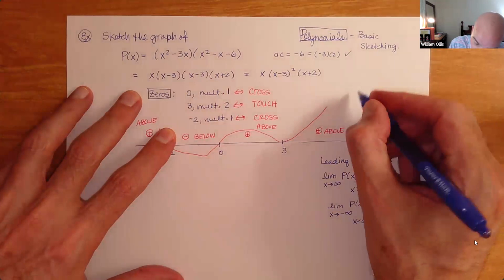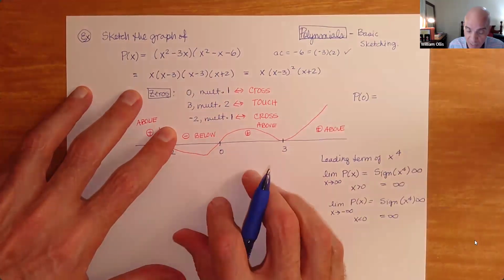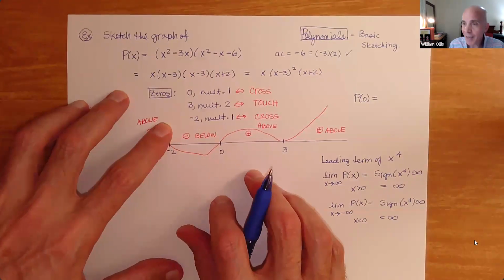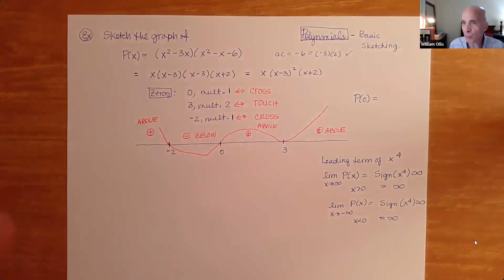And also we can look for a y-intercept, P of 0. P of 0 is really simple in this case. In one of the problems we did last week, we got a really large y-intercept just because of the nature of the polynomial that I made up. So this one's a little bit simpler.